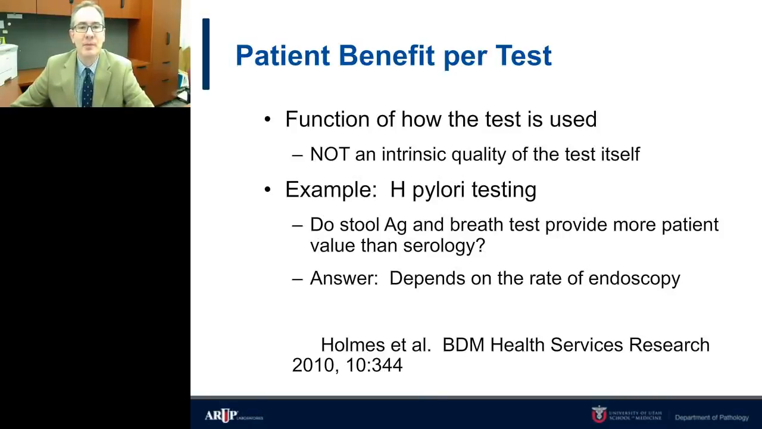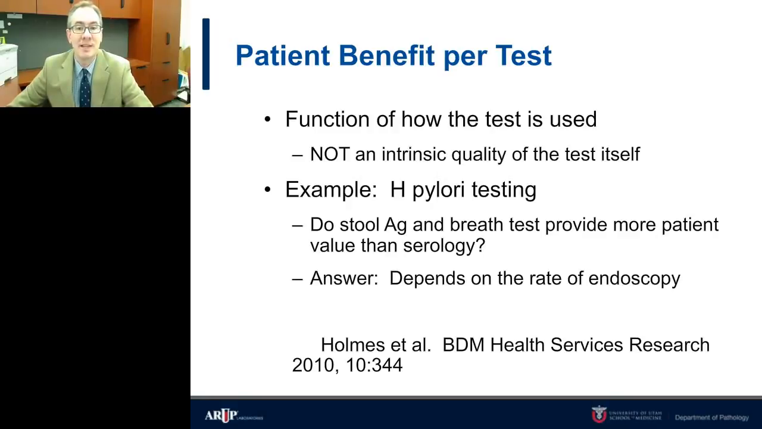It's important to point out at this point that patient benefit per test is not just a function of the test attributes, in other words, how accurate the test is. It's largely a function of how the test gets used. So the example I use here, and I've put a reference for a paper that I was part of, studying the cost effectiveness of Helicobacter pylori testing. In that setting, we've got a number of different lab tests available, and they vary in cost, they also vary in accuracy. And it turns out that the patient benefit of all of those tests, in at least some settings, is virtually the same.